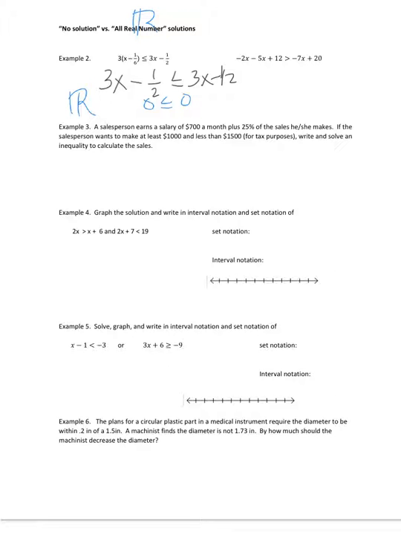This statement is always true. On the other hand, you can have over here negative 7x plus 12 greater than negative 7x plus 20. These cancel out. 12 greater than 20. That is false, so that's going to be no real solution.